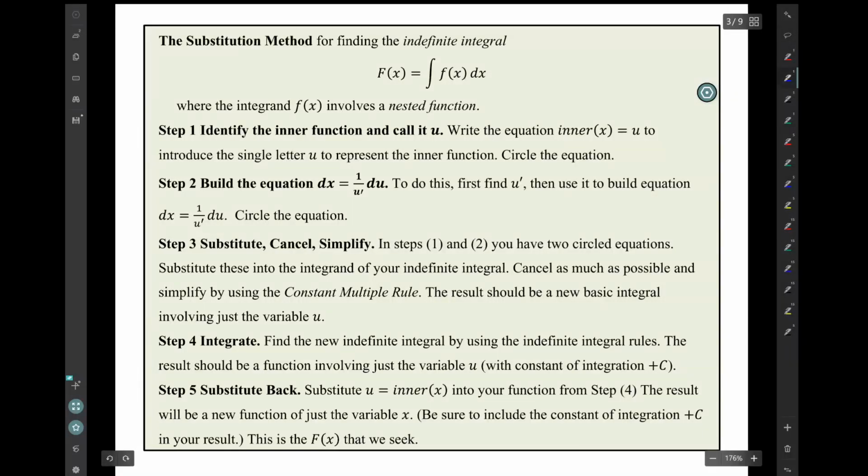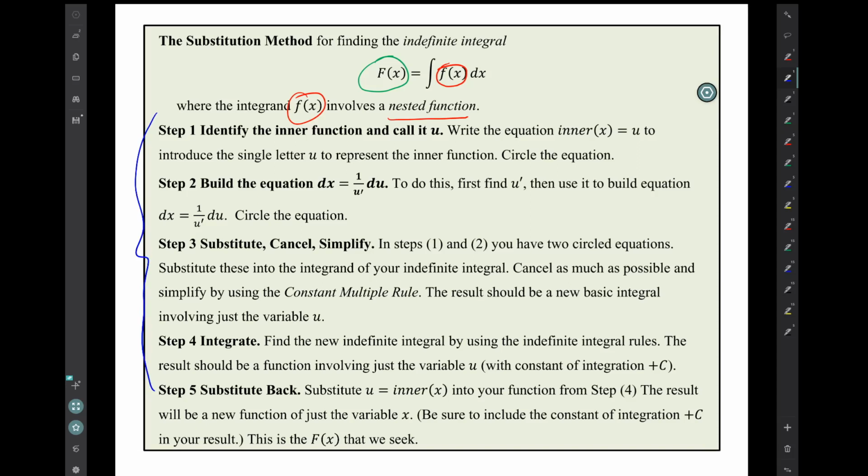Here is my substitution method for finding the indefinite integral. I'm going to call that capital F of x, the indefinite integral of little f of x, where the integrand, little f of x, involves a nested function. My method is these 5 steps.